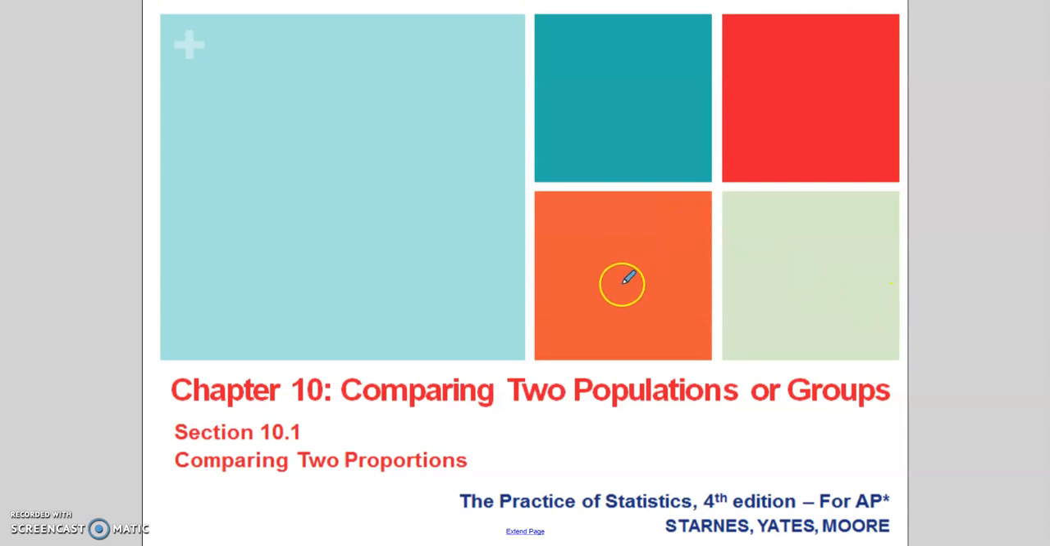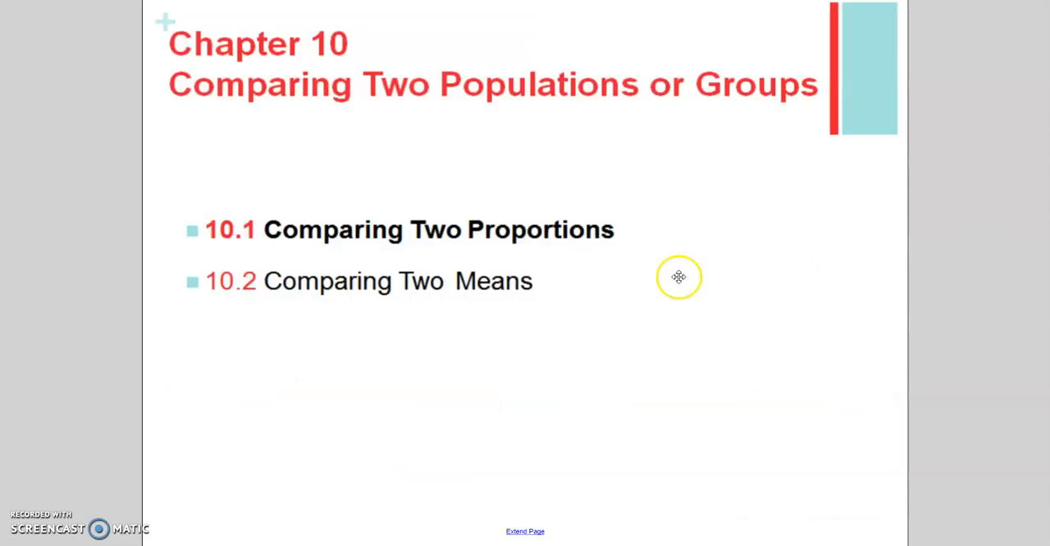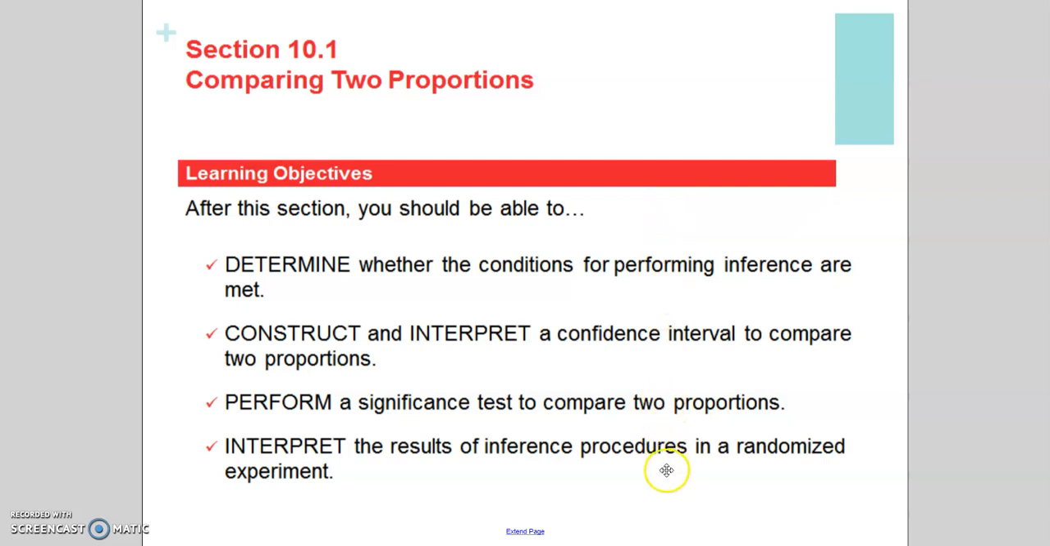Well, hello again. We're going to continue where we left off with section 10.1, comparing two proportions. Chapter 10 is basically split into two sections, comparing two proportions, and then in 10.2 we'll be comparing two means. Here's what we're going to work on for the next 2 days.